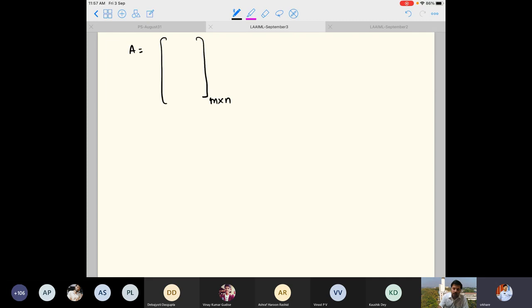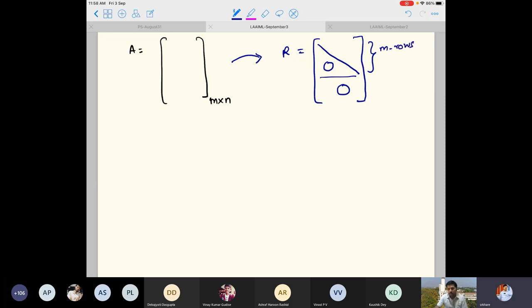So what I am really going to do is transfer this matrix A into a matrix R. This is your M by M block. This matrix is entirely 0, and this matrix is also 0. And these are how many rows? Sorry, these are N rows and N columns. So this is an N by N square matrix. And this is 0.